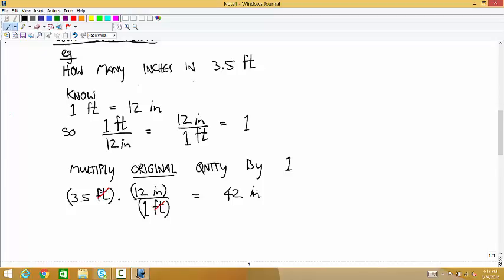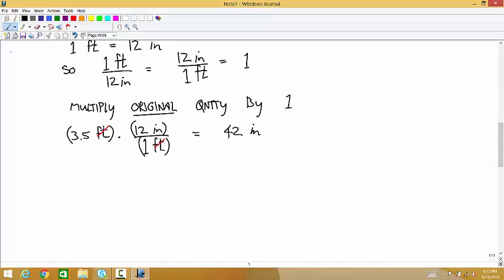Any questions about that basic idea? So these equivalences that we're always going to have between, you know, a mile is equal to this many meters and an hour is equal to this many seconds, those equivalences are going to give us ratios that are equal to 1. And we're going to multiply our original thing by those ratios that are equal to 1.